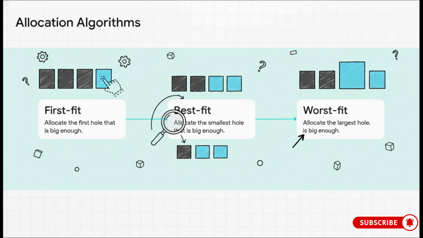Then you have best fit. This is the super meticulous attendant. He measures every single empty spot to find the one that fits the car the most perfectly. The idea is to waste as little space as possible.